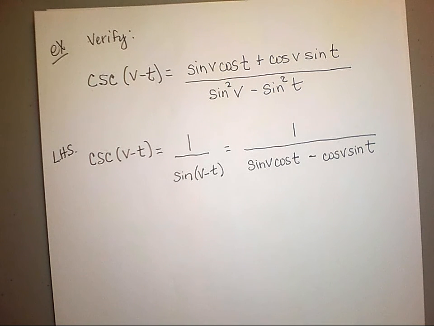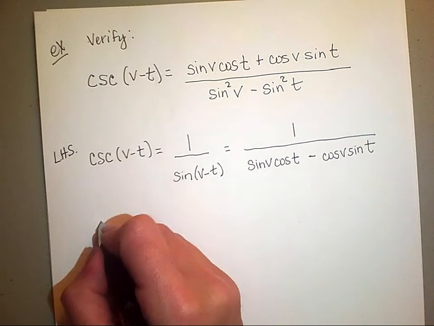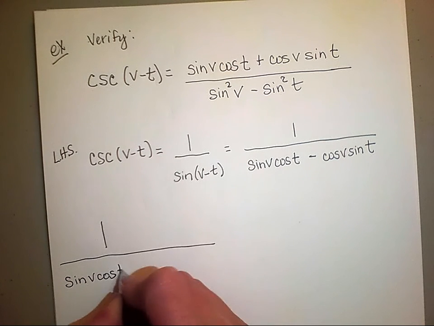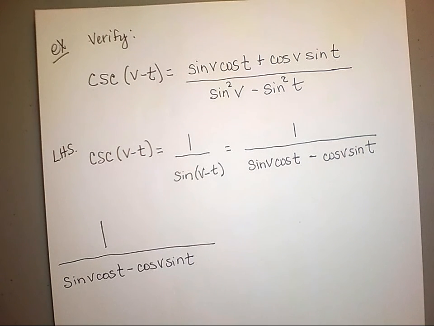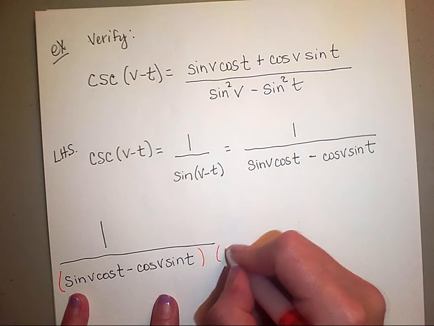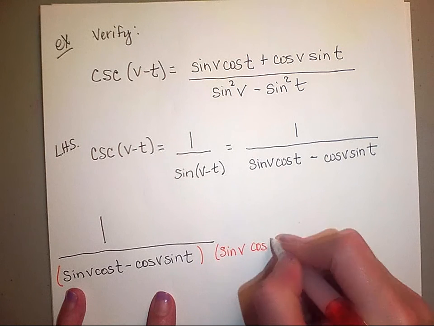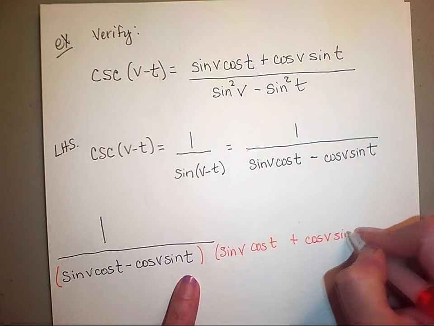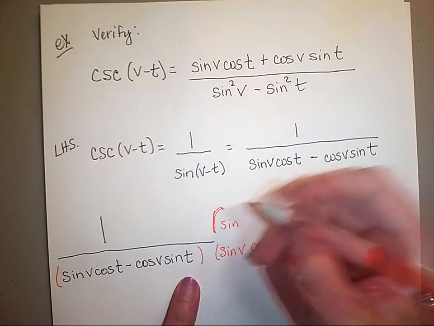Well, there's not much to do here. So what I'm tempted to do, I'm going to just rewrite this. There's not much I can do, but I could multiply by the conjugate. Okay, so I'd multiply this, the conjugate of this. I'll keep the first one the same, the sine of v, cosine of t, now plus the cosine of v sine of t. Okay. But I would have to do that on top and bottom.